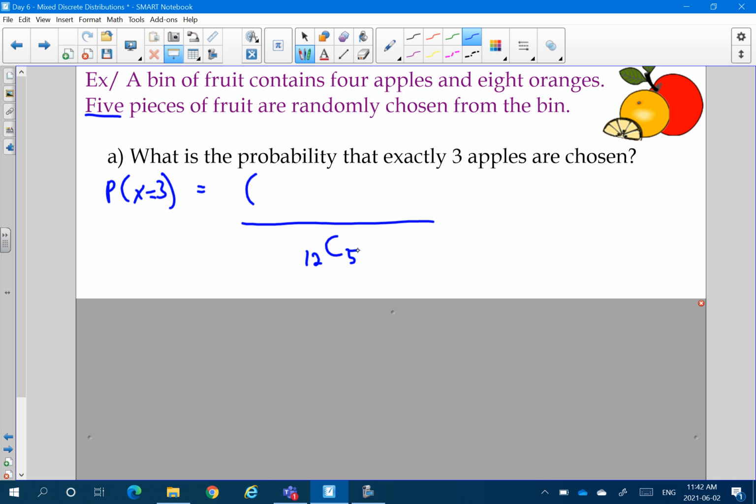I just like to. So let's go back to the question, exactly 3 apples. Well, there was 4, and we're going to choose 3 of them. There was 8 oranges, and now how many more pieces of fruit do we need? Well, if 3 of them are apples, then we need 2 more to be oranges in order to get that 5. So it's approximately 0.1414. Okay, pretty straightforward, I think.